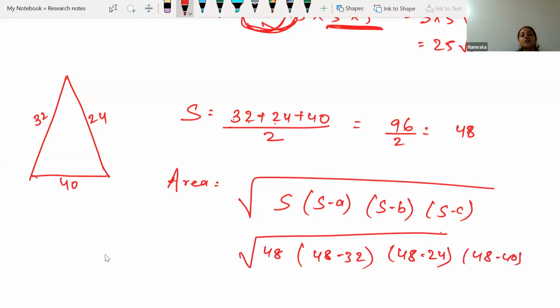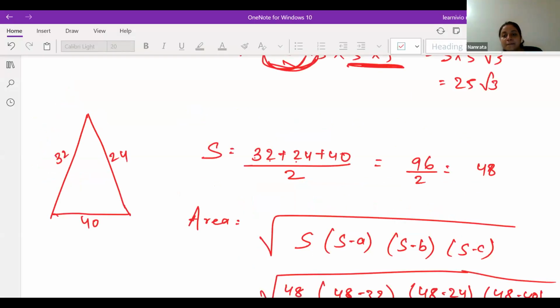Till now, you must have understood how to use this formula, right? Everybody, is it clear so far? I'm not going to do the calculation because I believe you will be able to do the calculation by yourself. Okay. So is it clear so far, how to use this formula? Yes, ma'am. Okay, let's move to the questions.